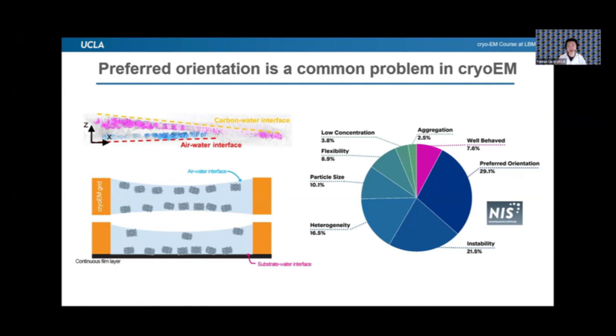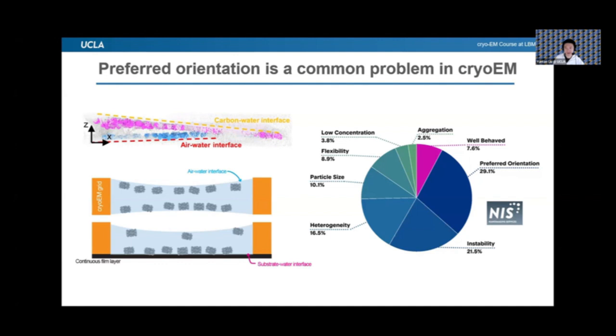The preferred orientation problem arises because if you put a single particle sample on the grid, it typically goes to the air-water interface. This is an example, a tomogram recovered by isoNet. You can see the ribosomes, almost all of them go to the carbon-water interface or the air-water interface.